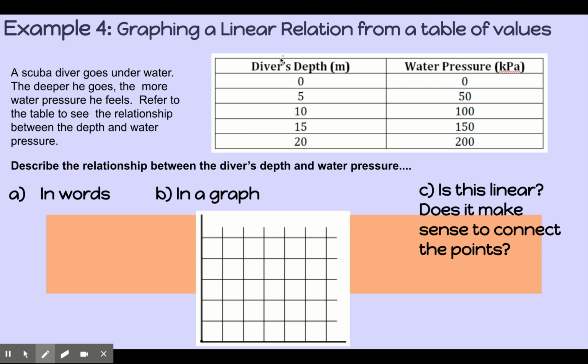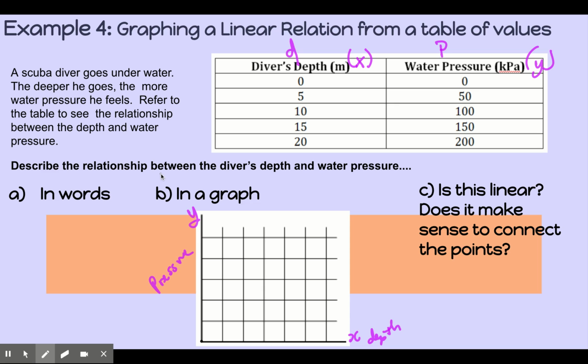So you'll notice your diver's depth is in meters here, your water pressure, so these are just your units. I'm going to use the variable d for depth and let's say p for pressure. Your x is always going to be your one on the bottom, and your y is going to be your one that is going up on top. So I'm going to take a quick second and put these on my graph while I'm in the habit. Y is my pressure, and x is my depth.